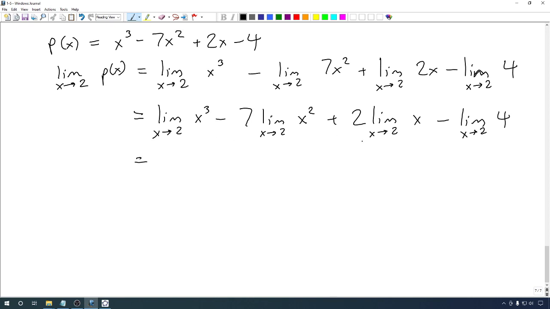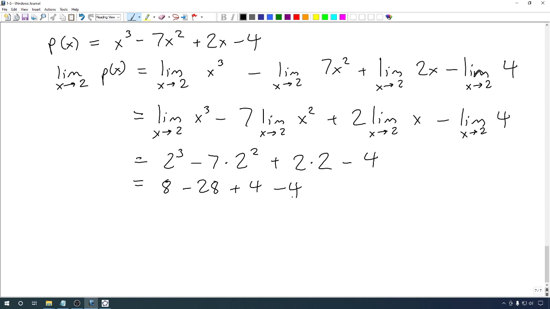And now I'm just working with powers of x. The limit as x goes to 2 of x cubed is 2 cubed. Then we have 7 times the limit as x goes to 2 of x squared, which is 2 squared. The limit as x goes to 2 of x is just 2. And then the limit of a constant, this 4 doesn't change, so it stays 4. So we have 8 minus 28 plus 4 minus 4. Of course, the 4's cancel out. 8 minus 28 gives us a negative 20.